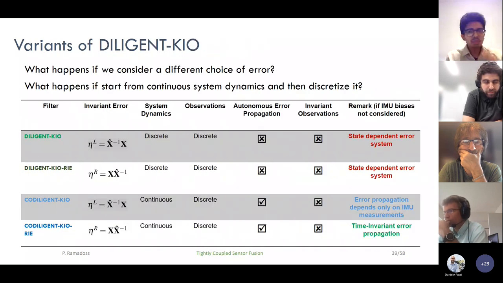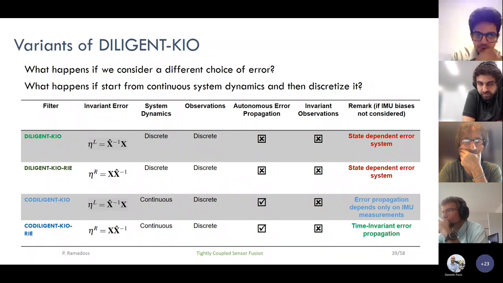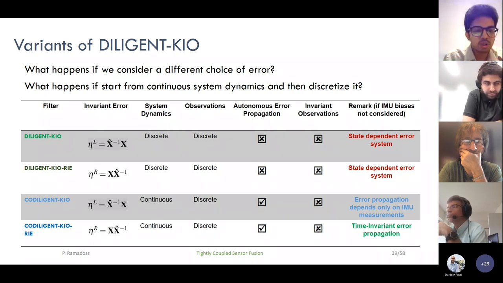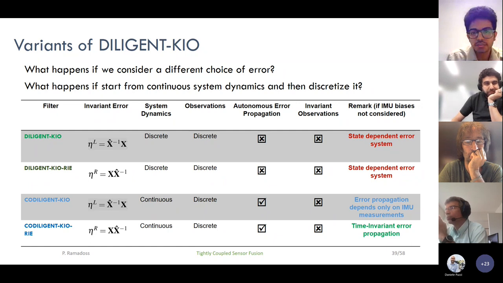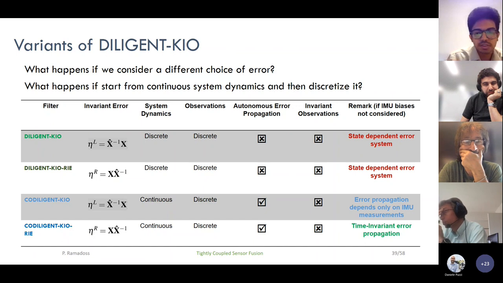So coming back to the two questions that I asked, trying to move towards the framework of invariant filtering, we derive some variants of the original filter, Dilligent KIO. And here, what should be noticed is that the discrete counterparts of the filter that does not use any of the properties of the invariant filter have an error system that is state dependent, while the continuous-discrete counterparts that exploit at least an invariant error propagation enjoy some of the properties of the invariant filtering.